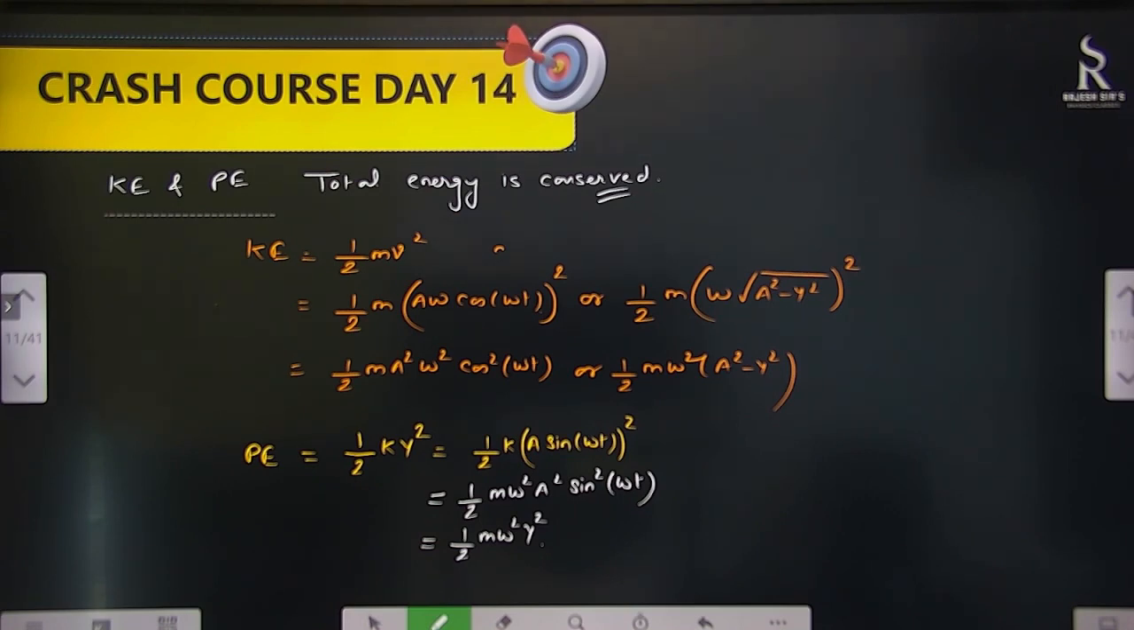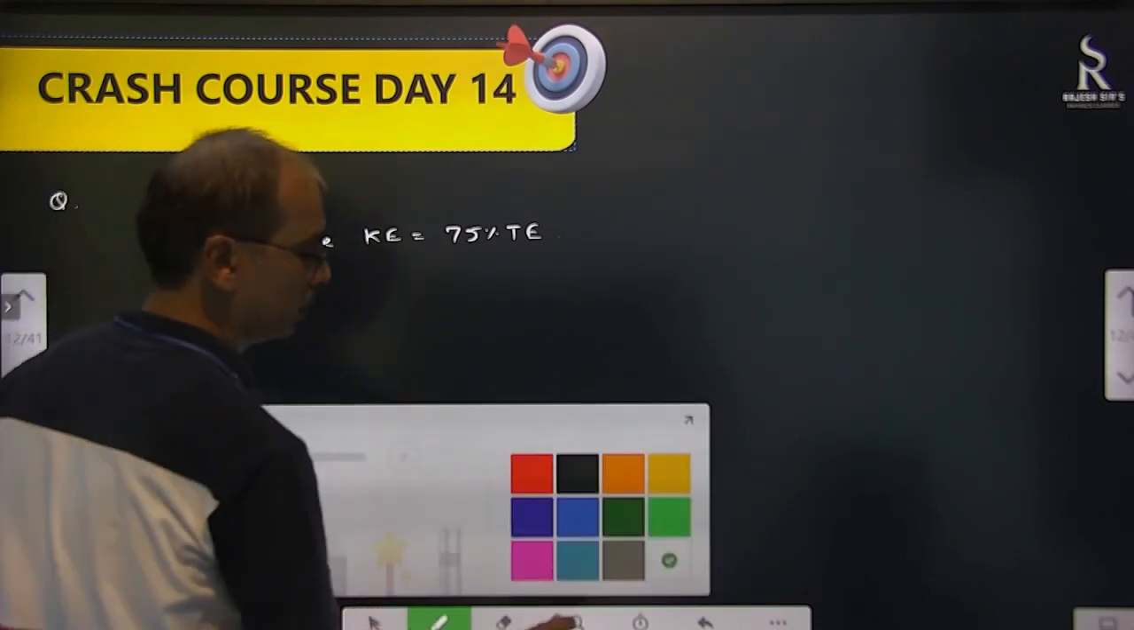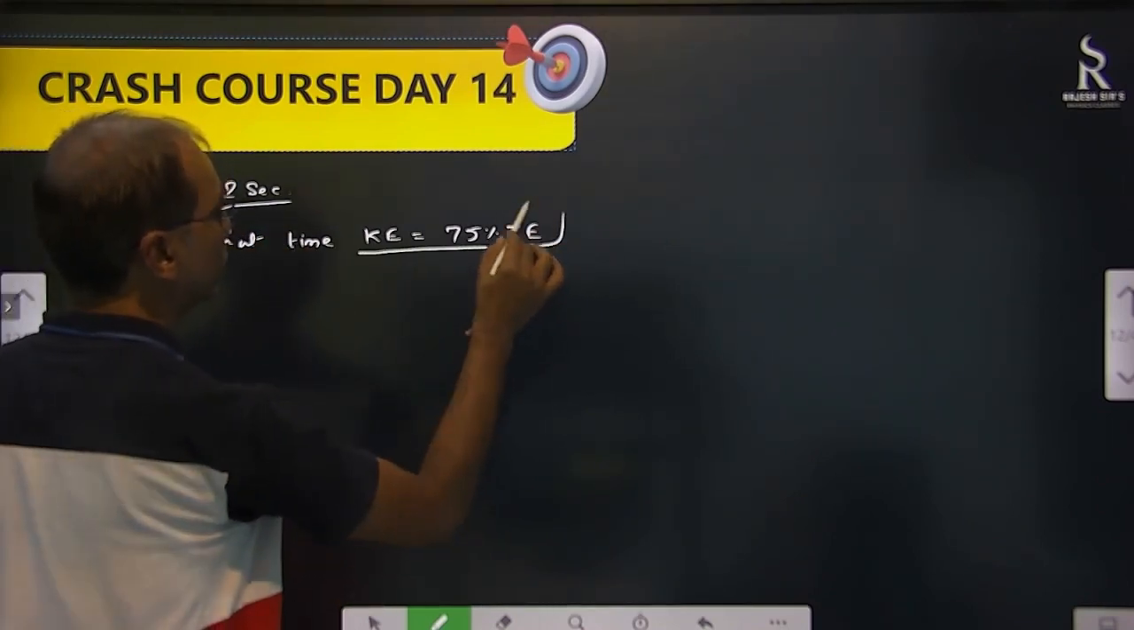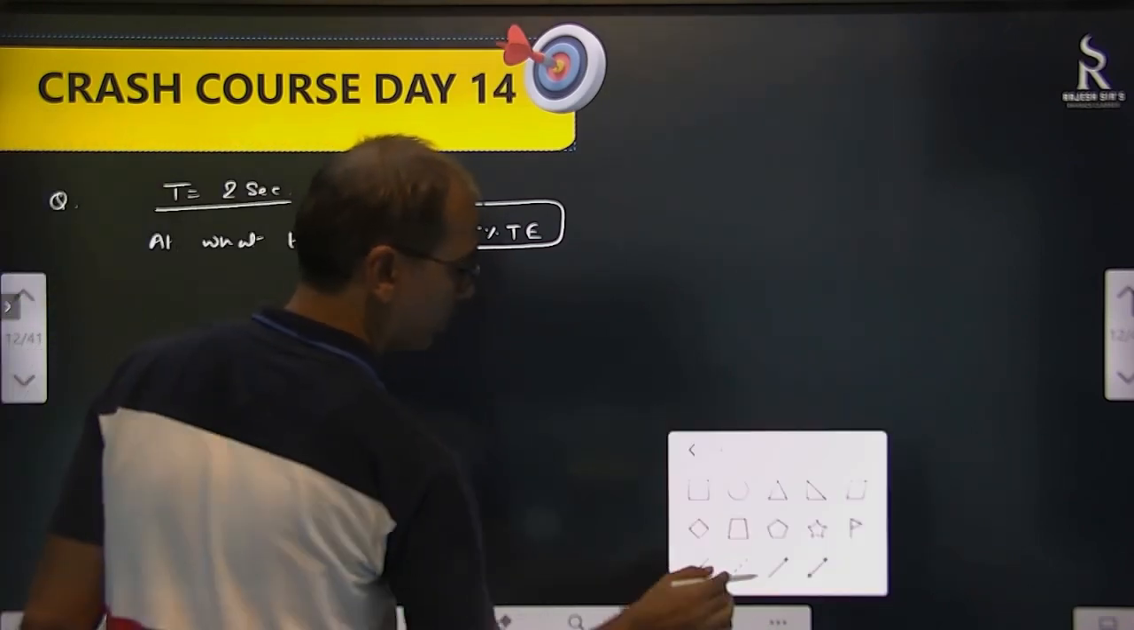Yes, students. So now let's see what type of questions are there on kinetic and potential energy. Right. So what is this? The time period of a particle doing SHM is 2 seconds. At what time does kinetic energy become 75% of total energy? Kinetic energy is 75% of total energy. How to solve this?